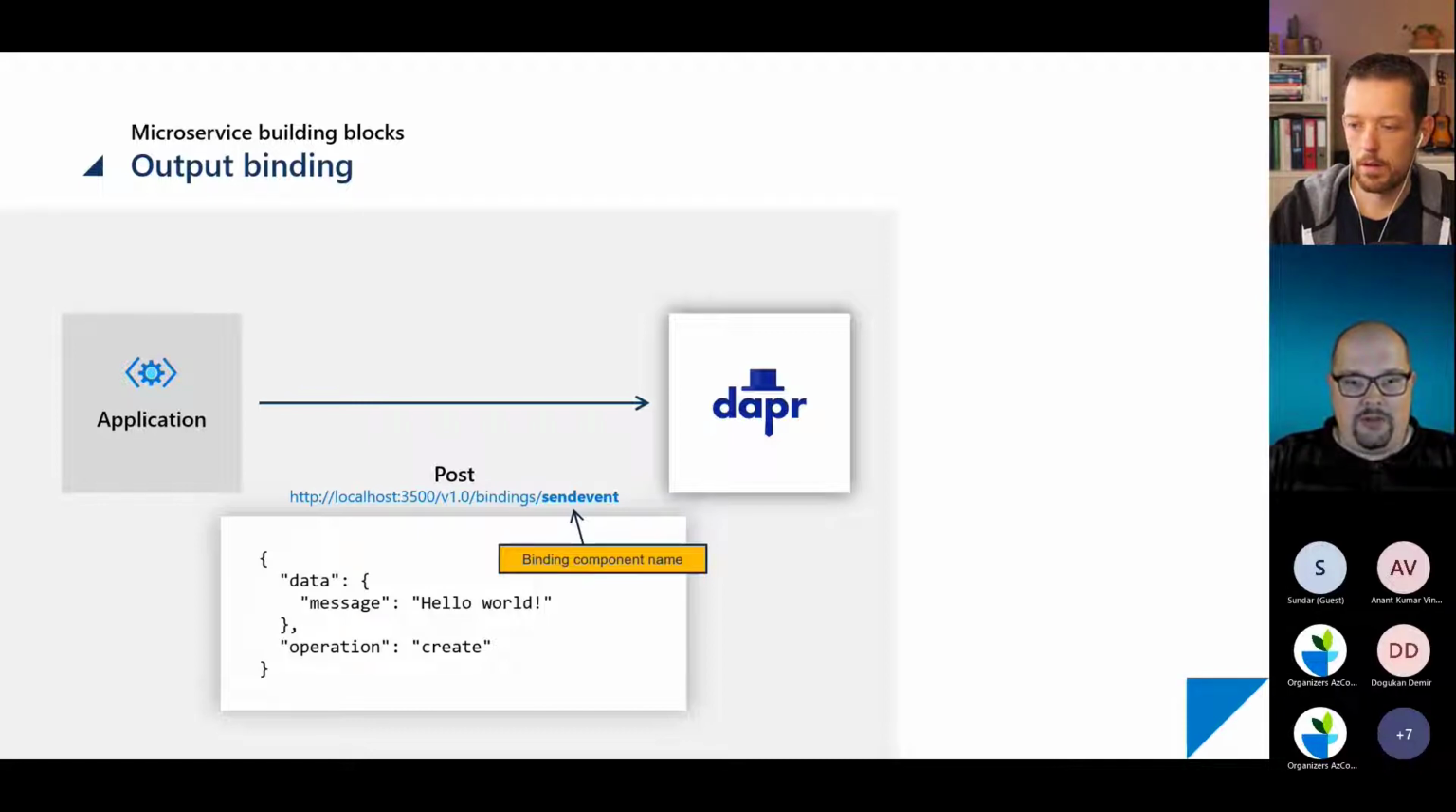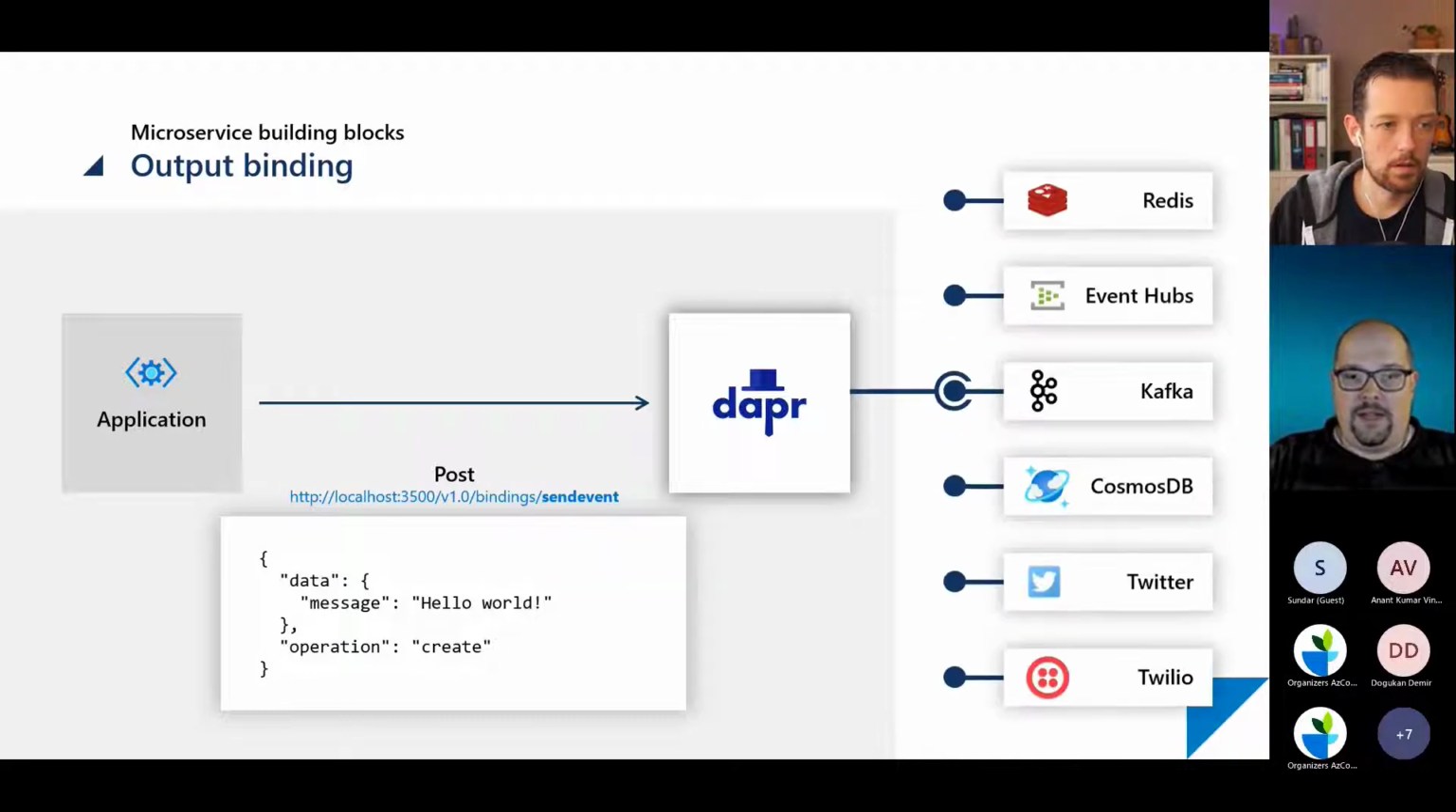And if you look at the payload, there's something going on there because you have data, which is obviously the payload that you want to send to this external system, and there's an operation. And these operations, which are provided by an output binding, are specified by that output binding. So that can differ per output binding. So we'll go into that a little bit later.